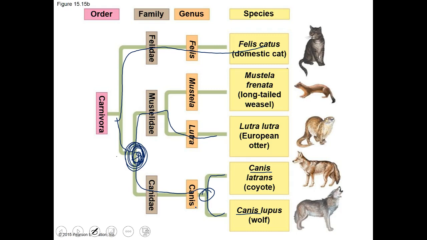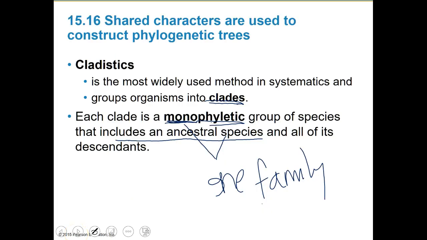We don't need to include them, like the cat and the otter and stuff. We just need to include those. So a monophyletic group includes the ancestral species and all of those descendants.